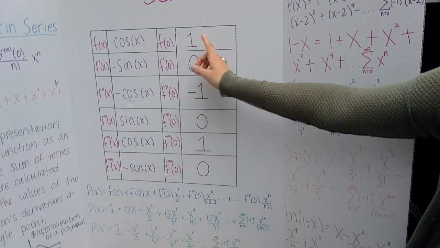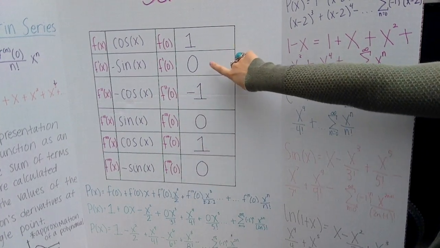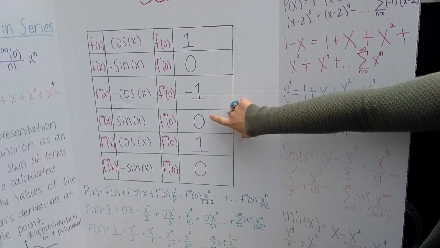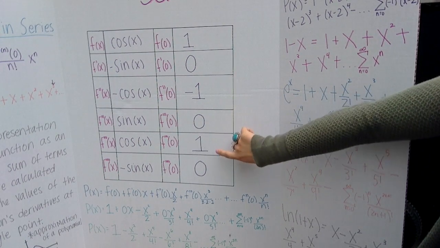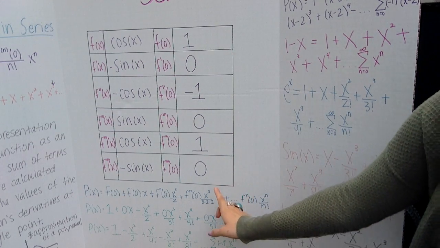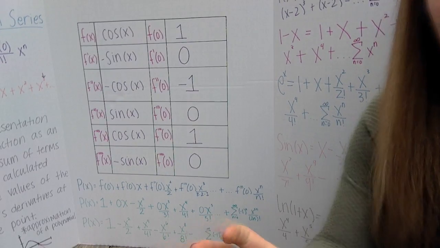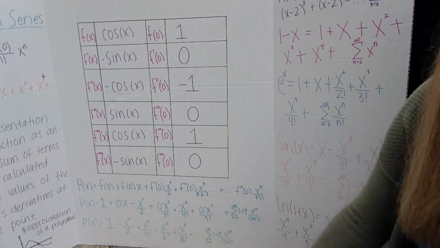So we start with cosine of x at 0, and that's 1. Minus sine of x at 0 is 0. Minus cosine of x at 0, negative 1. Sine of x at 0 is 0. Cosine of x at 0, 1. Minus sine of x at 0 is 0. Once you have all of these values, you're ready to finally set up your polynomial.